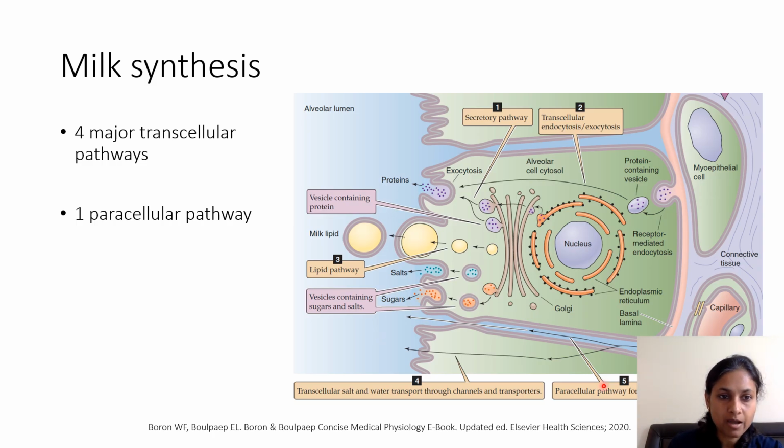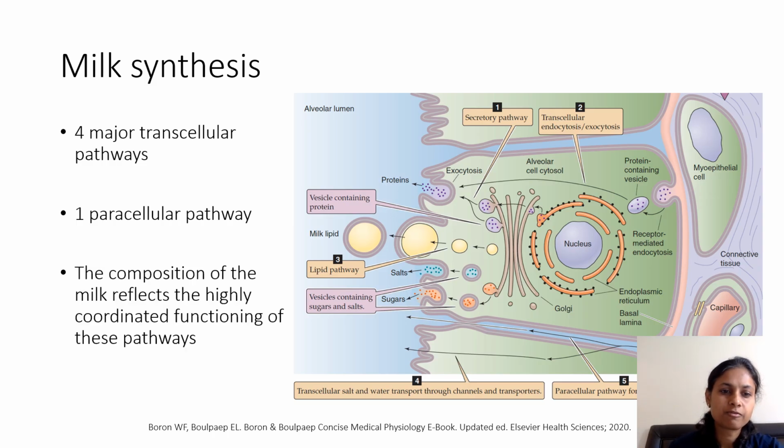And then you have the paracellular pathway, wherein you have movement of ions and water and leukocytes. There are even cells that come in through this pathway, which traverse between two cells. This is called the paracellular pathway, that is, in between two cells. They just traverse and come out into the luminal side, as you see in this pathway. So these are the 5 pathways which help in synthesizing the constituents of the milk and releasing them into the alveolar lumen.